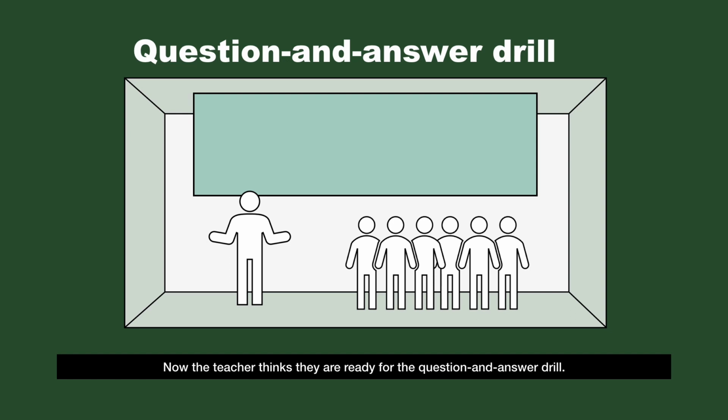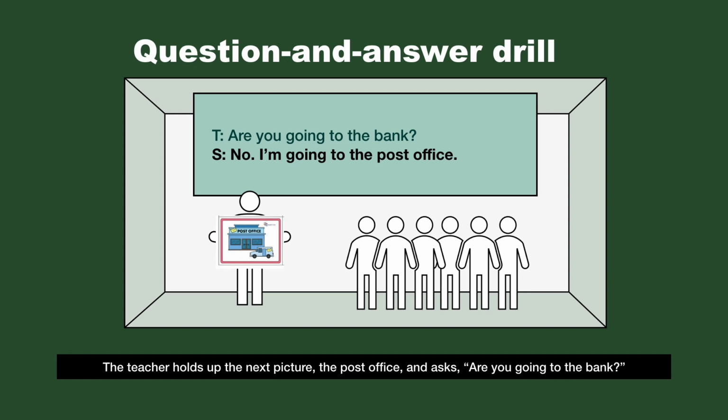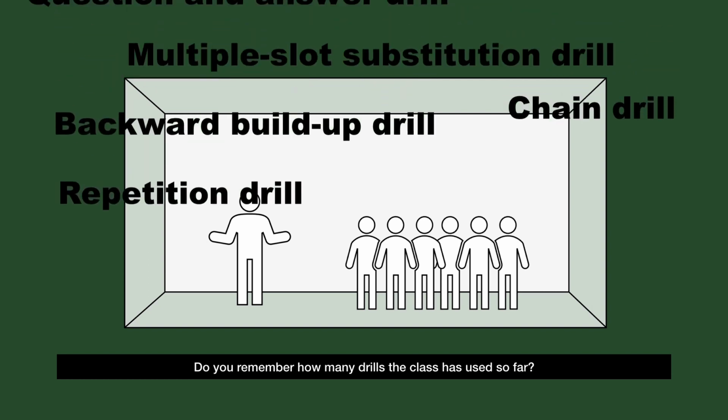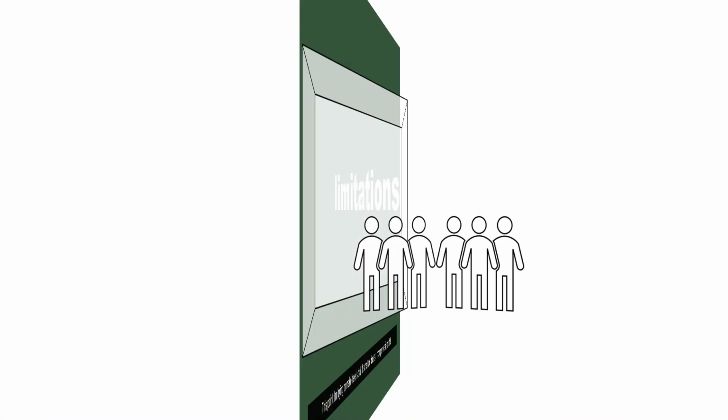Now the teacher thinks they're ready for the question and answer drill. The teacher holds up the picture of the bank and asks, "Are you going to the bank?" The students say, "Yes, I'm going to the bank." The teacher holds up the next picture, the post office, and asks, "Are you going to the bank?" And the students say, "No, I'm going to the post office." Do you remember how many drills the class has used so far? The point I'm trying to make here is that this method places a strong emphasis on drills.